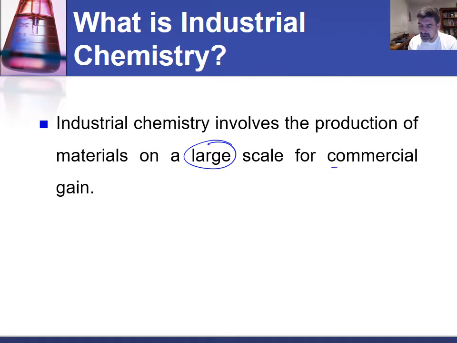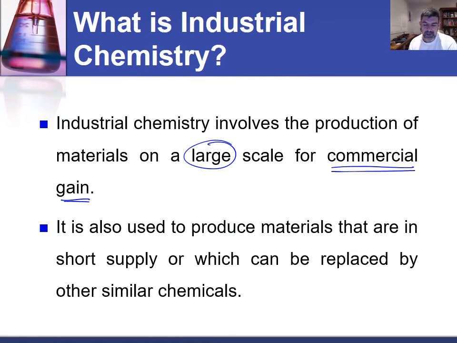Okay, and generally speaking, most industries are set up not for the benefit of the populace, but for the benefit of the owners of the company. So we want large-scale production and some commercial gain, so some profitability. We want to make sure that we're able to produce materials that are in high demand or short supply or both. So one or the other of these is very important, and if both are in play, then obviously you're going to have a very profitable company.